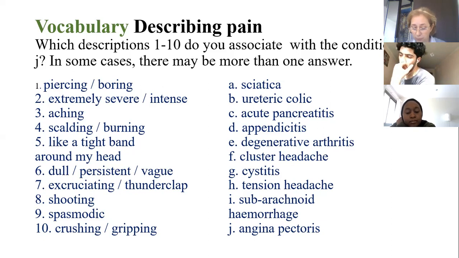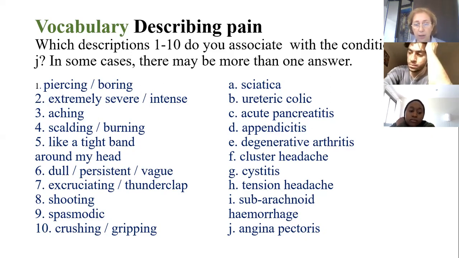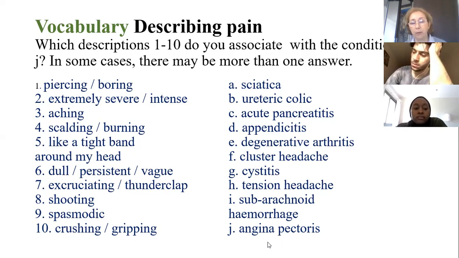Subarachnoid hemorrhage. Hemorrhage is when a vessel breaks and blood goes outside the vessel and damages some parts of the body. It's a very serious condition. And the last one, J, is angina pectoris. Angina pectoris is also a very serious condition when the patient has problems with vessel and with the heart.